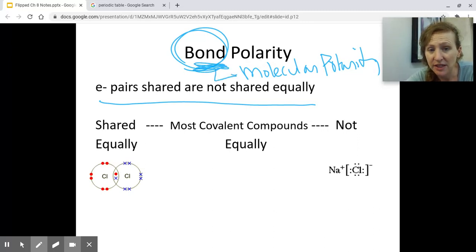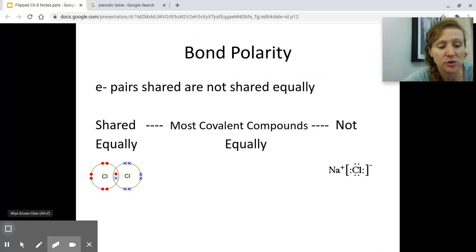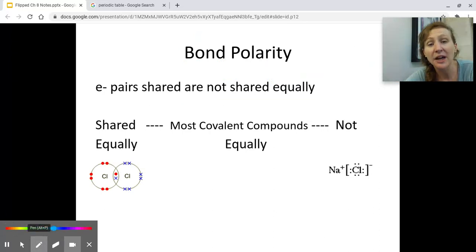Bond polarity is going to help us understand molecular polarity, but you really have to make a distinction between the two. Do not get those two confused. Okay, so bond polarity is talking about the bond itself.